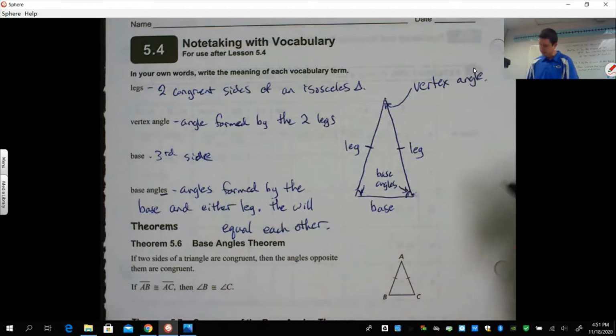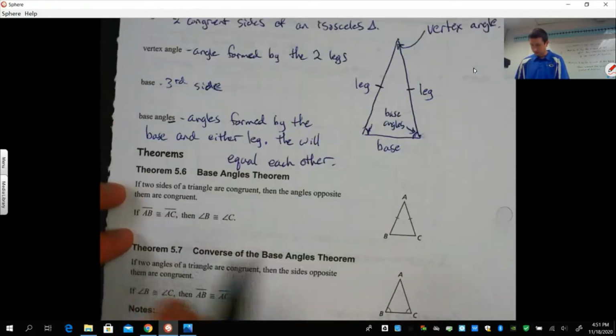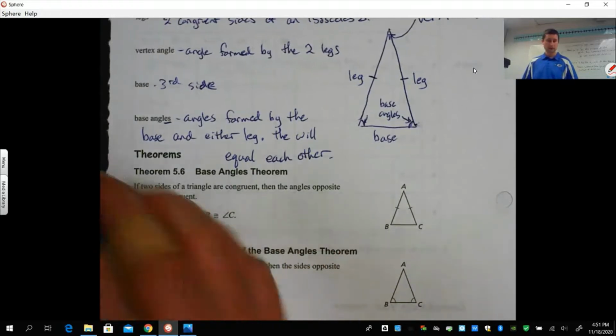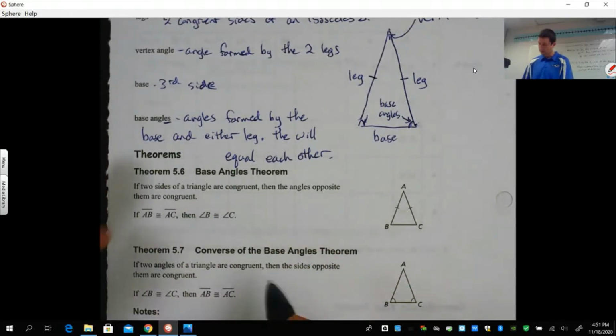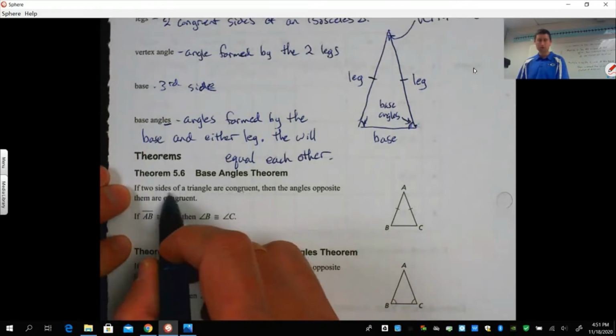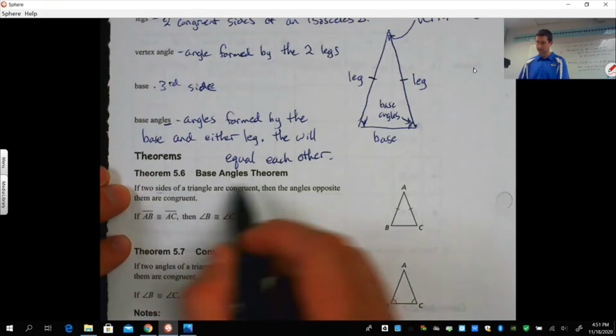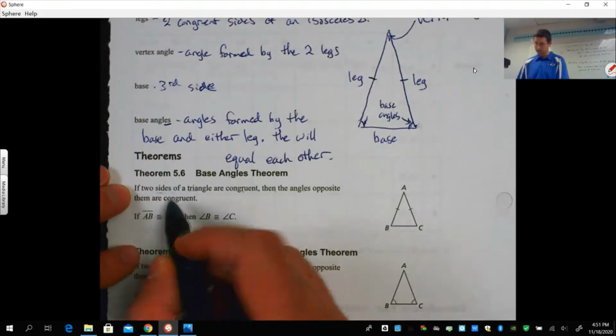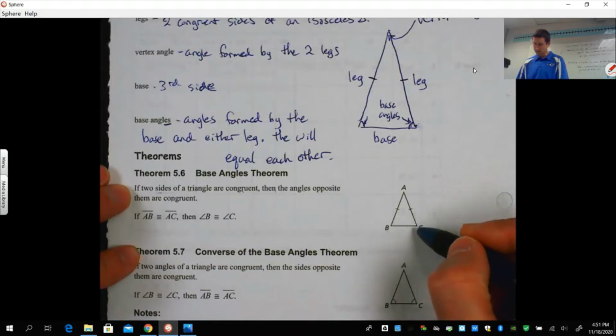Aren't we excited now? So the base angle theorem. Again, if I'm going too fast, just pause it, catch up, then replay it once you're ready. If two sides of a triangle are congruent, that means you have an isosceles triangle, two sides, then the angles opposite them are congruent. So that makes the base angles equal to each other.